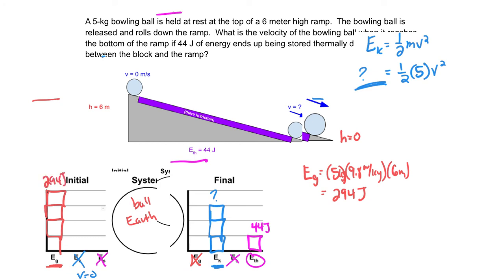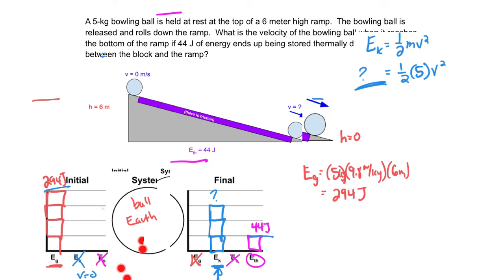This is the most important part of the problem here where we're using conservation. Since we know there's no work being done, and that means that we're not adding to the system or taking away from the system in terms of energy, that's enough for us to make a pretty good shot at figuring out how much is in this column here that we are interested in. And it just so happens if we take the 294 and remove the 44, whatever is left over has to be in our EK column.